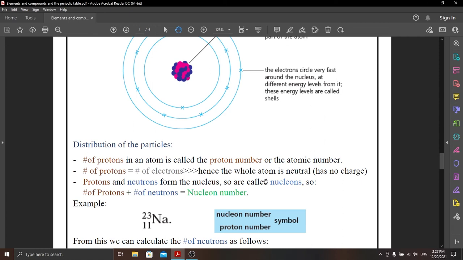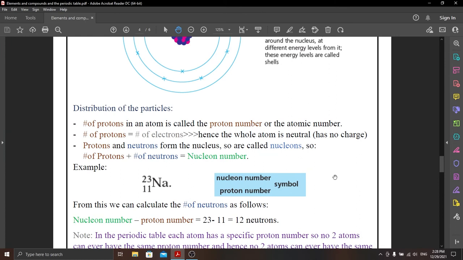What about the nucleus? The nucleus has a proton, which is positively charged, and a neutron, which is neutral. So the nucleus is positively charged. The cloud of electrons is negatively charged because electrons carry a negative charge. But for the whole atom, the nucleus and the cloud together, the charges of the protons and electrons cancel each other, and the whole atom is neutral.